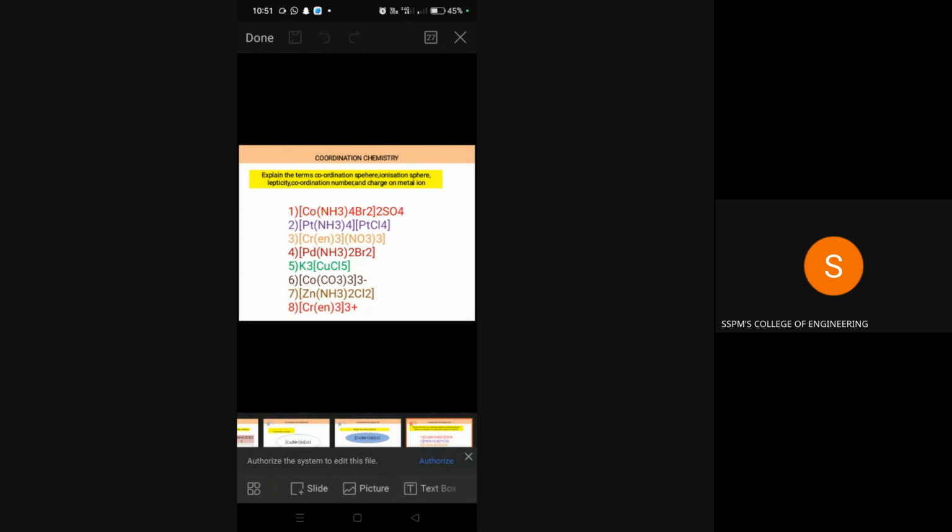So first example is, let us see the first example, [Co(NH3)...]. शकता बघा. Which is the coordination sphere, that is [Co(...)Br2]. CO to Br2 मध्ये जो स्क्वेअर ब्रॅकेट मध्ये मेन्शन केलेला आहे that is the coordination sphere. Then ionization sphere means what? Twice SO4.